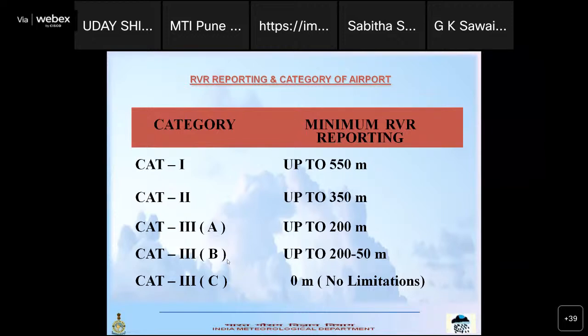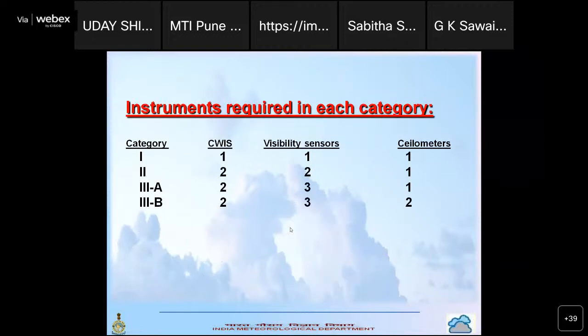Basically IGI airport, New Delhi, is a category 3B airport. It is equipped with all meteorological instruments, and even the instrument landing system, ILS, is there. So again, I am telling you the category of airports is divided depending on the facility of instruments. The current weather instruments give all the meteorological parameters, including runway conditions.